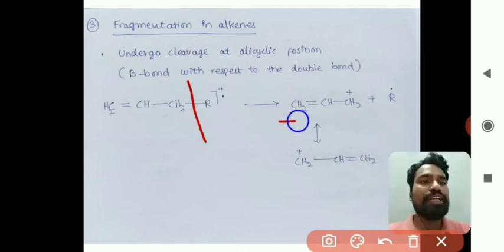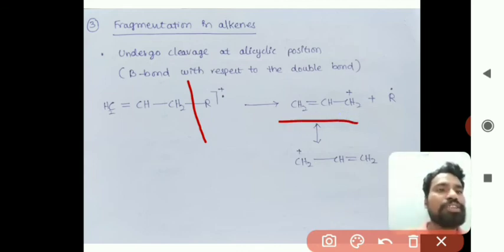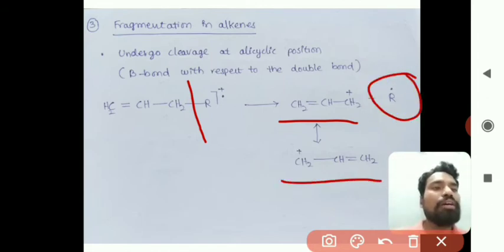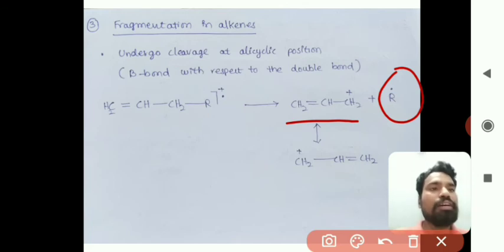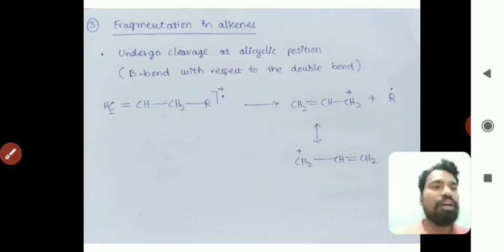So what we get here is CH2=CH-CH2+, which is the resonance structure of this, plus R dot. By losing an alkyl radical it forms CH2=CH-CH2+. The basic point in the case of alkenes is that the bond breakage takes place at the beta carbon, meaning the alpha-beta carbon-carbon bond breaks, and it forms an alkyl radical and an allyl carbocation. So this is the process of fragmentation in alkenes.